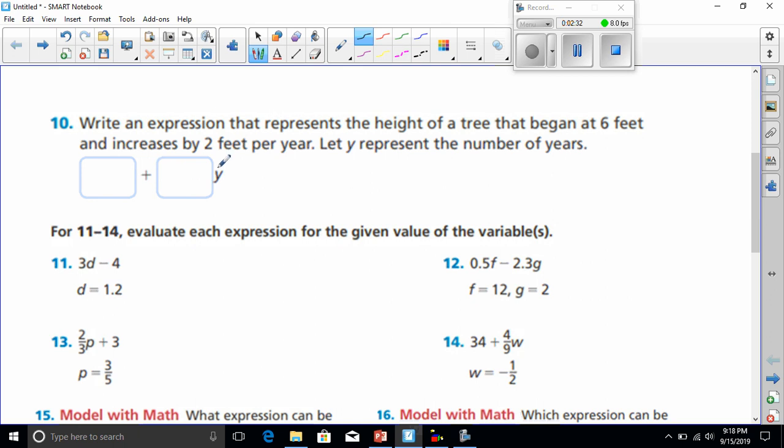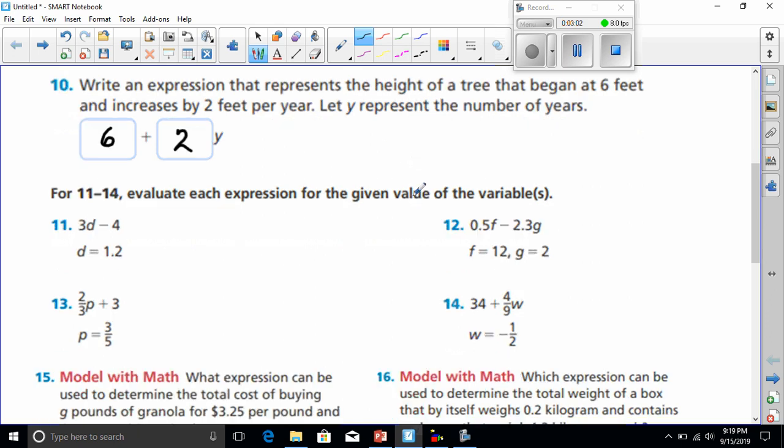Well, y is the number of years, and it says that it increased by 2 feet per year. So that means this 2 is going to go here next to the y. Because if y is representing years, and this is 2 feet per year, then that's 2 times every year that goes by. And since it began at 6 feet, 6 feet is our starting point. So we'll have 6 plus 2 times y.